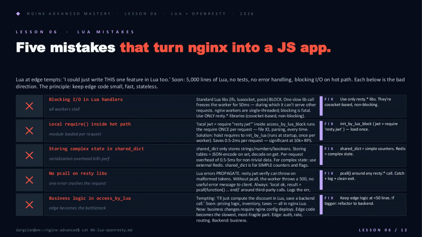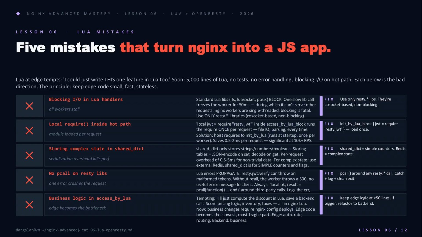Once you're comfortable, the next trap is overreach. 5 mistakes turn a clean edge into a fragile JS-style app. 1. Any non-resty library blocks the worker 50 milliseconds where nothing else gets served. 2. Requires inside the hot path reload the module every request. Hoist them into init_by_lua. 3. Shared dict is for counters and flags, not JSON blobs. Push complex state to Redis. 4. Always wrap resty calls in pcall or one malformed token throws a 500.